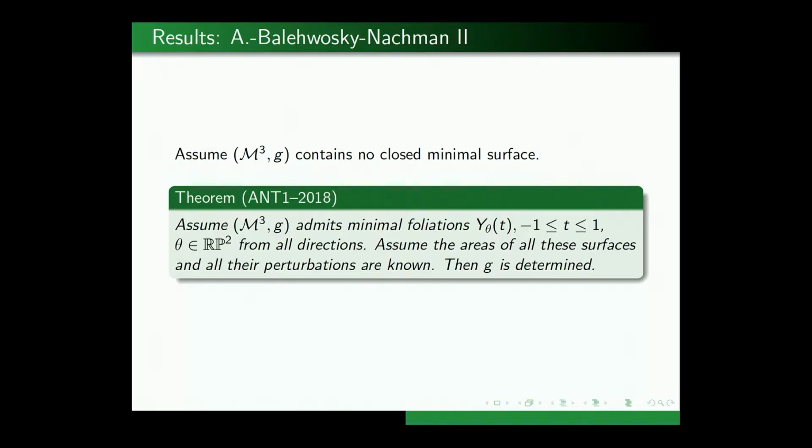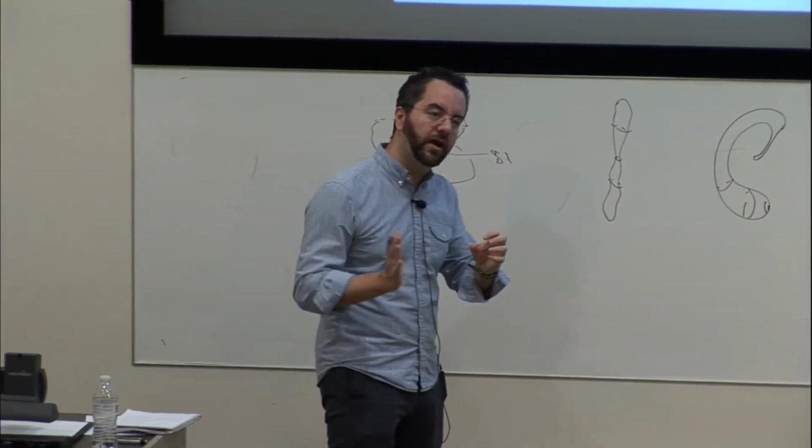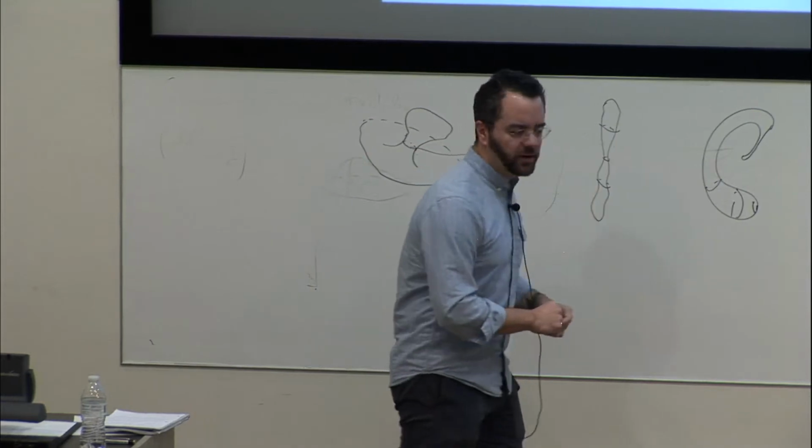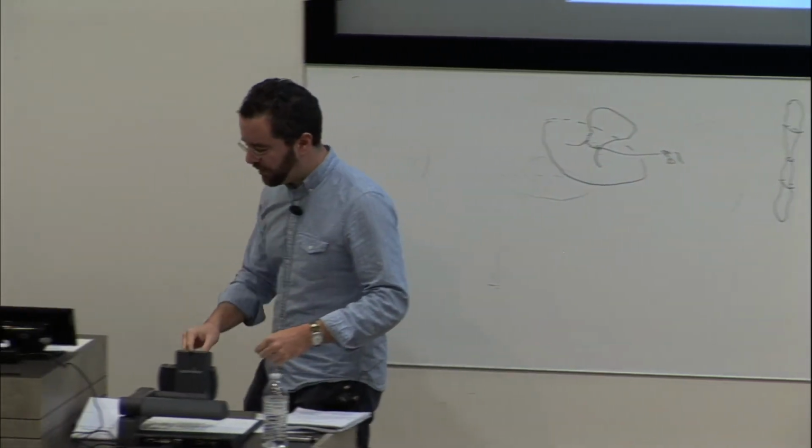Okay, result number 2 is we now need to assume that the surface has no minimal surface in the inside. When you assume there's a foliation, that's automatic. That follows automatically by maximum principle. Okay, and now we will not impose either thinness or straightness, nothing. But what we will impose is that you admit minimal foliations from all directions. Okay? So let me not explain it in full rigor what that means.